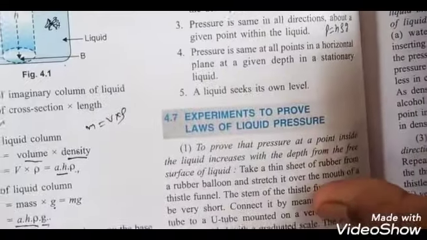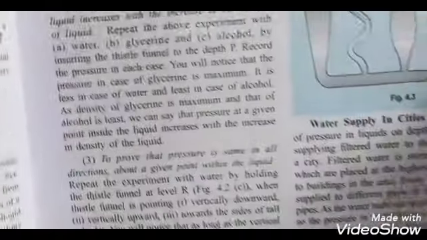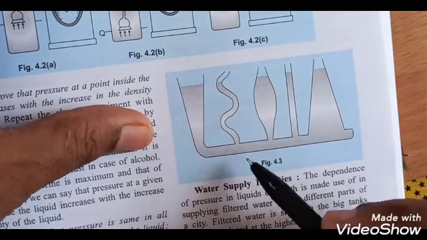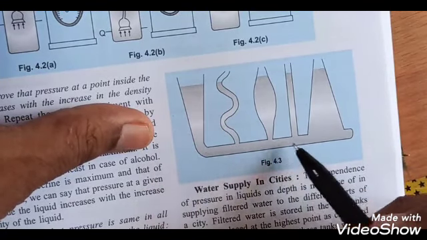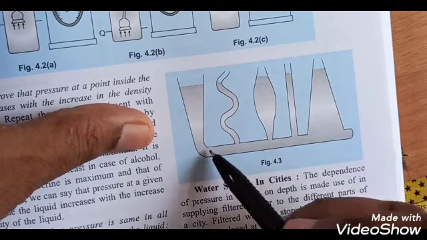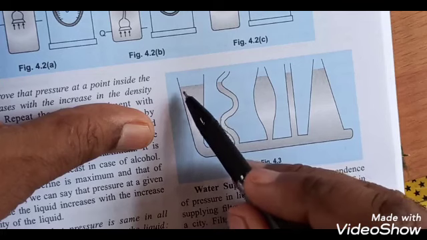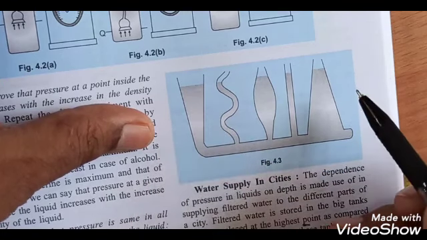Now come to the fifth one. Liquid seeks its own level. This you can understand from this diagram. See, this is a special kind of diagram. Five vessels are there. In all these five vessels, their bottoms are connected. If you put liquid in one vessel, you will see the level of liquid in all the vessels will be the same.